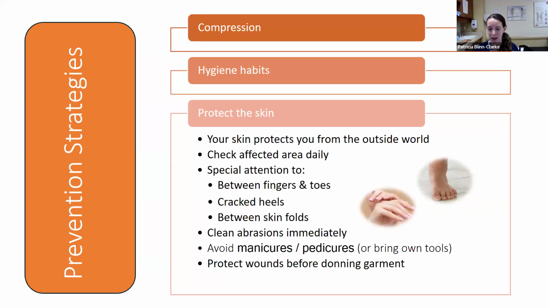So for example, if it's your arm, checking between the finger webs as well. If it's your leg, between the toe webs too. Making sure to check between skin folds. So for example, for breast cancer, checking underneath the breast as well. Just checking for any cuts or abrasions.